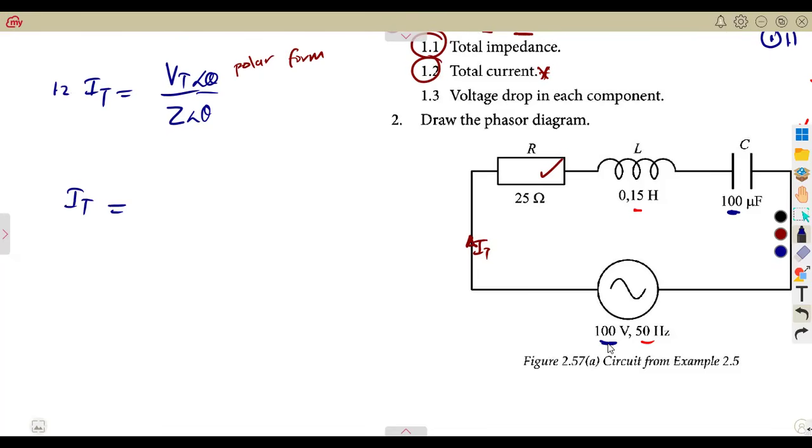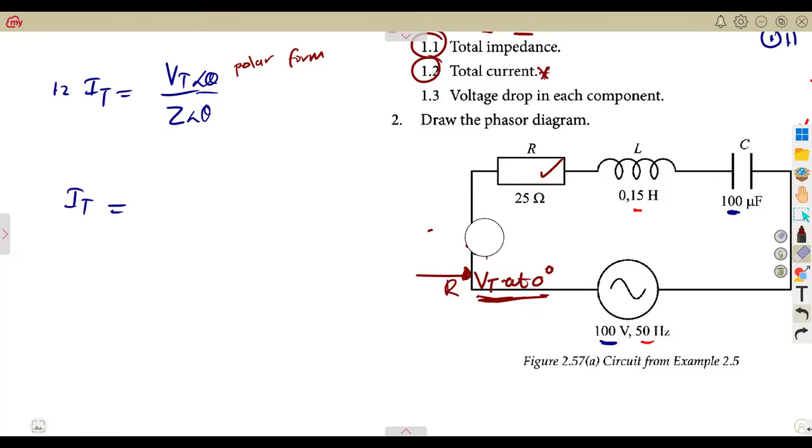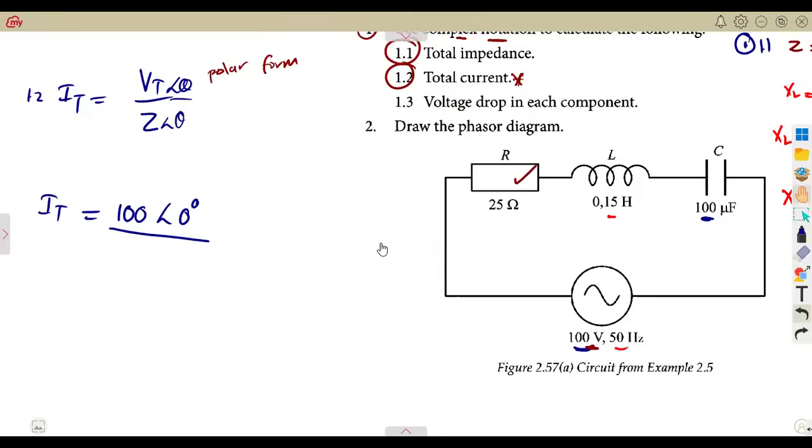So the question is, are we having the voltage in polar form? The total voltage, remember, this is a series RLC circuit where the voltage is in phase with the resistance, at 0 degrees. When you present your phasor diagram, the total voltage VT is there, then you present your XL and your XC. Whenever they don't write the angle for the voltage, you must know that it is at 0 degrees. So that's 100 at an angle of 0 degrees divided by the total impedance in polar form.